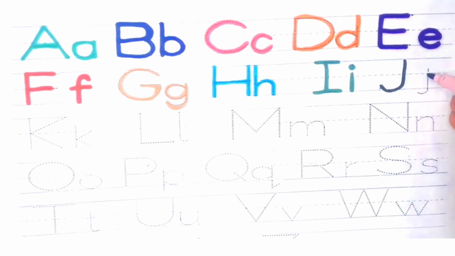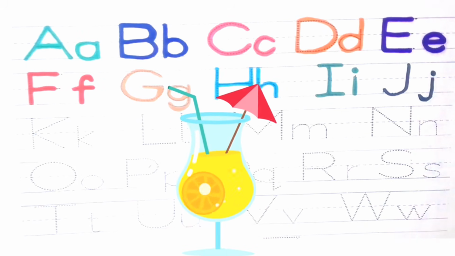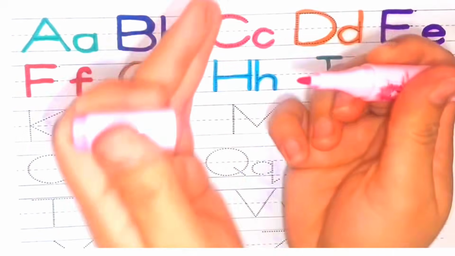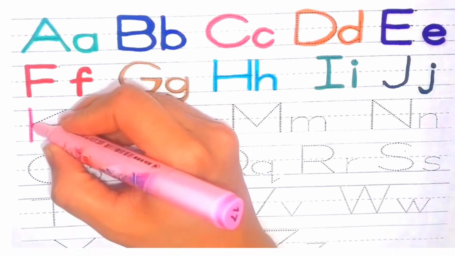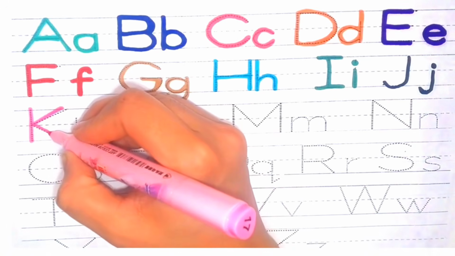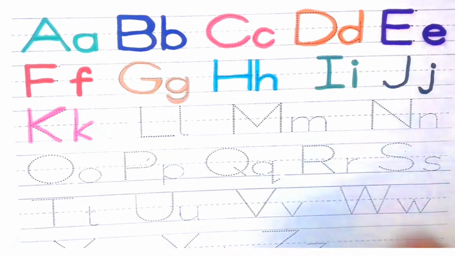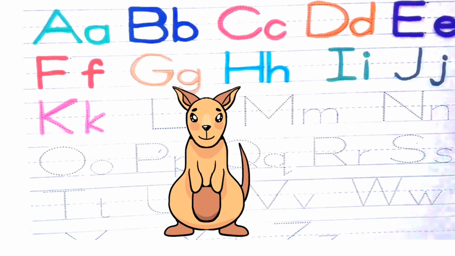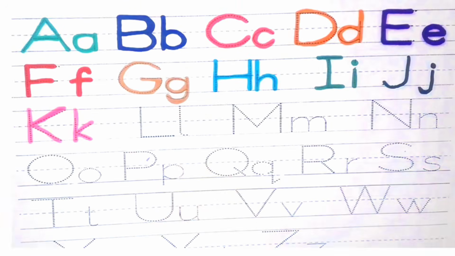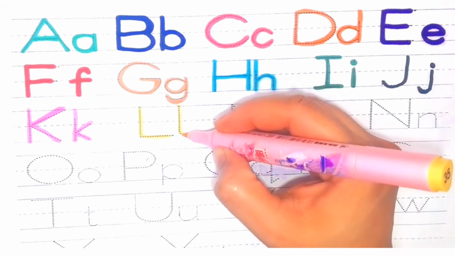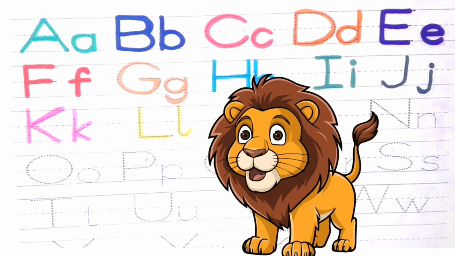Capital J, small j. J for juice. Capital K, small k. K for kangaroo. Capital L, small l. L for lion.